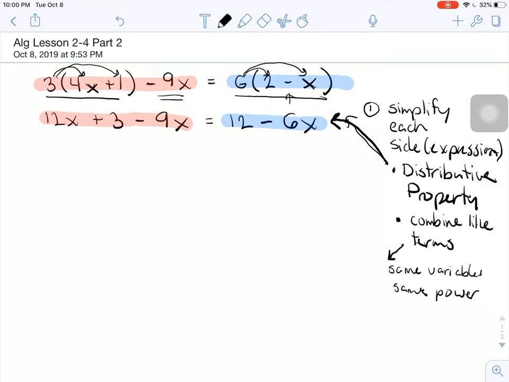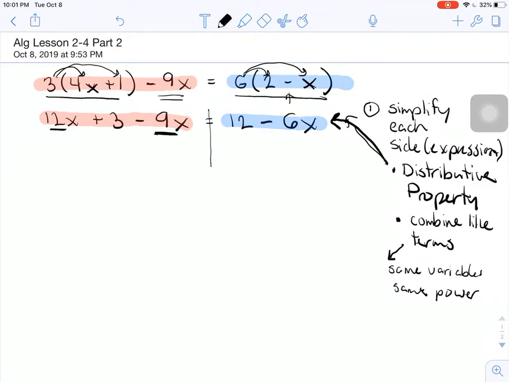So this equal sign, you can think of as a wall. Things can't pass through the wall. So we want to look for things within each expression, just the red expression or just the blue expression, that we can combine. In the red expression, we do have some like terms because I have this 12x, that has an x, and this negative 9x, that also has an x. Those both have the same variable, so I can put them together.